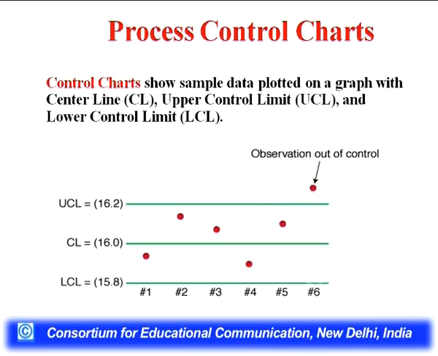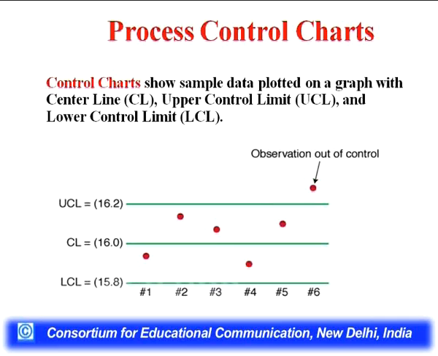Up to 5 points, the process is under control. When it goes out of control, we have to find out the reason for the process going out of control. And this is the use of control charts.